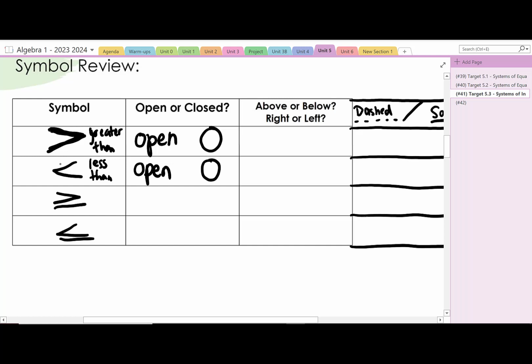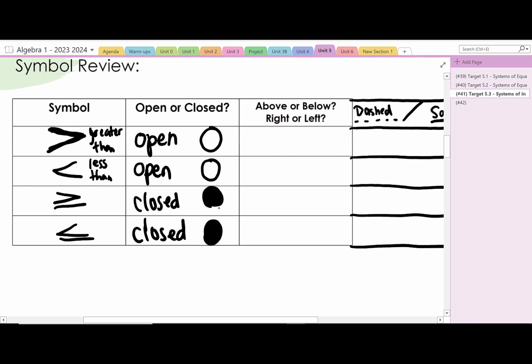So la primera es mayor que, ese significa el punto está abierto, y la segunda es menor que, este está abierto también. Los dos son abiertos porque no hay línea abajo. En los otros hay línea abajo, so ese significa los puntos están cerrados. So the next two are closed points. Okay, because there's a line.